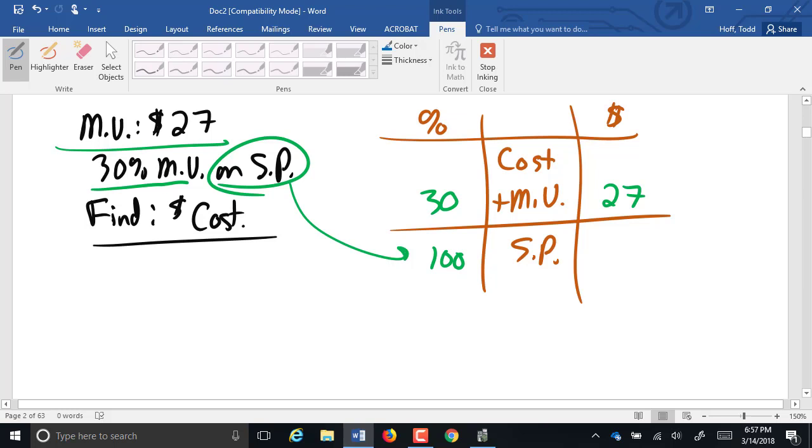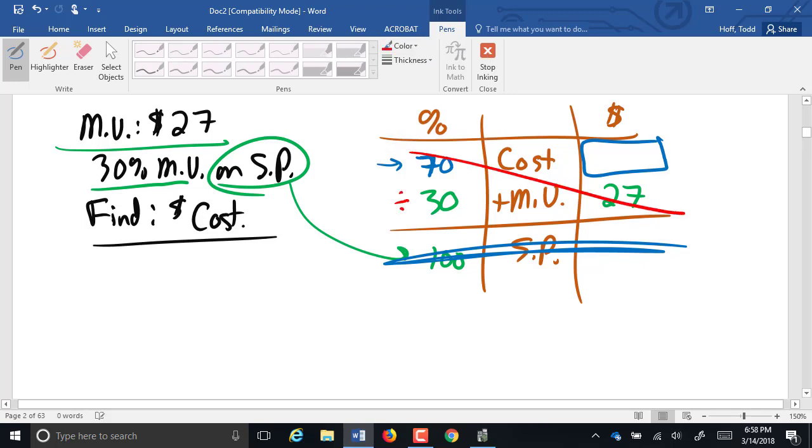That's not a good response. So what goes up here? 70. I think you've got it. I think you've got the concept. It's just getting it into the table. So 70% goes up there, and we are looking for the dollar cost, which is that one. So this one is ignored. 70 times 27 divided by 30. Is that 60? 63. Thank you. Oh, we're going to do a couple more. Don't worry.